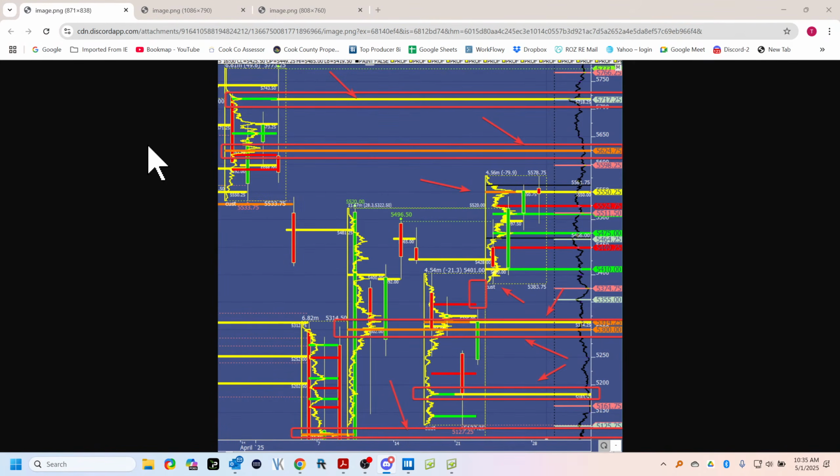Now, let's go back here. This is the higher time frame. Now, remember, you have to vet everything for yourself. Past performance is not indicative of future results.